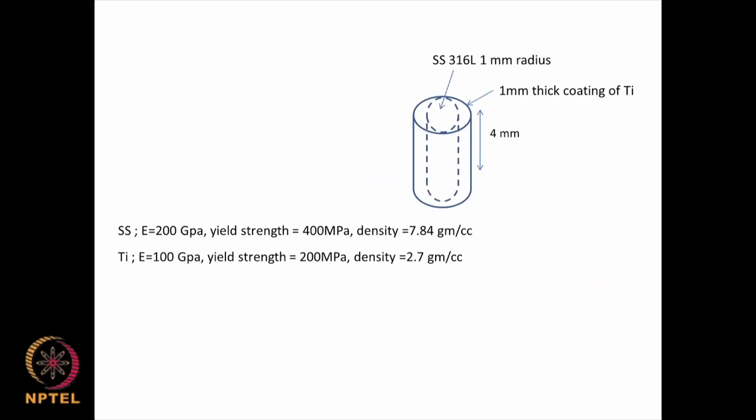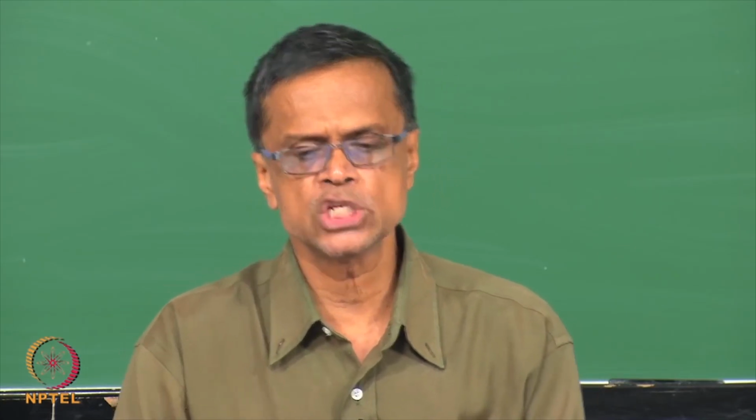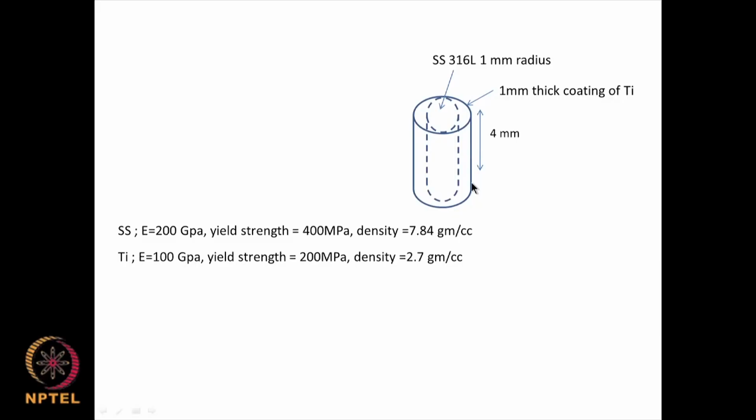Okay, let us look at a problem here. Imagine we have a stainless steel 316L rod with a circular cross section of 1 mm radius and a length of 4 mm. It is a stainless steel rod, which is quite normally used especially in orthopedic implants. And it is coated with a 1 mm thick coating of titanium. Titanium is very biocompatible and bio-inert, so titanium is very good for such purposes.